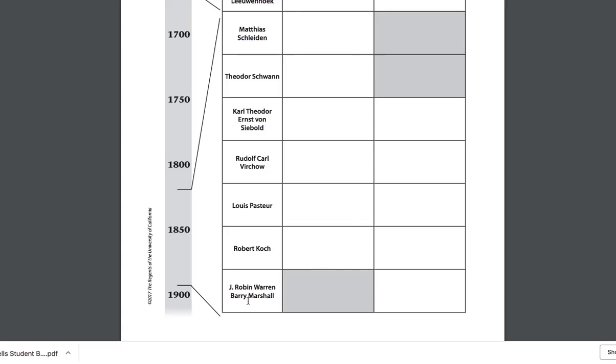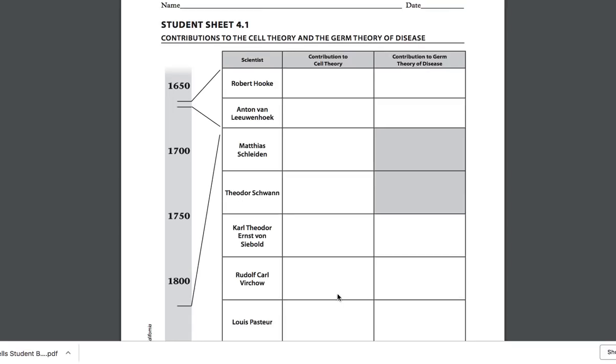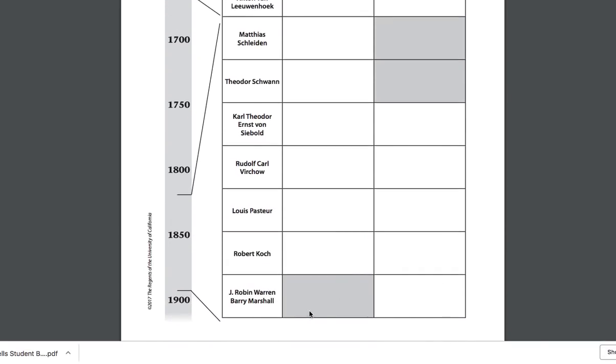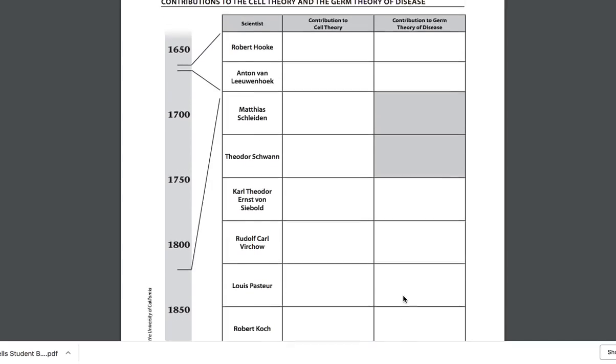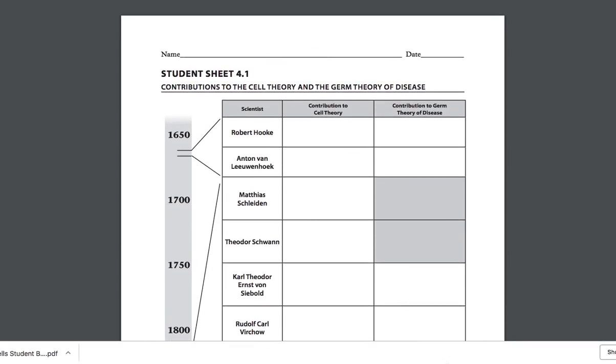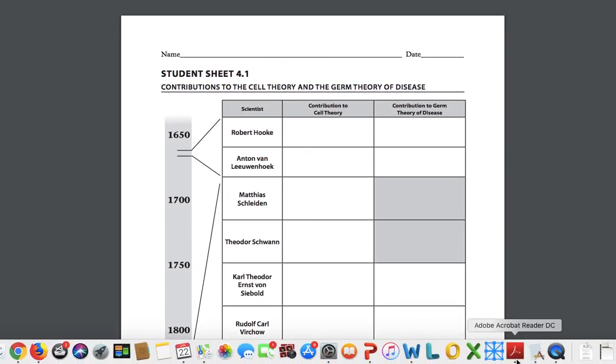When you get down to J, Robin Warren and Barry Marshall, their contribution is just to the germ theory of disease. So you won't write anything here. That's why these boxes are grayed out. So I just want to make sure that you are aware of how that worked.